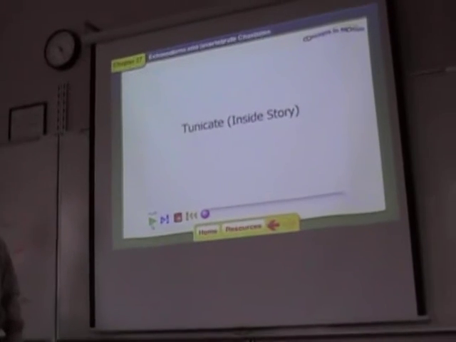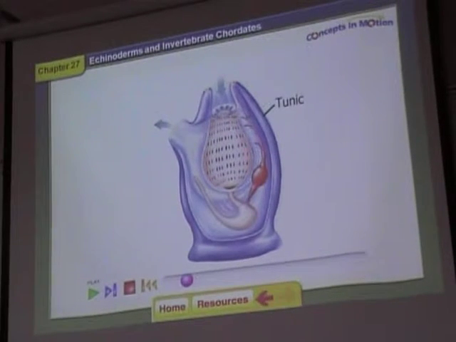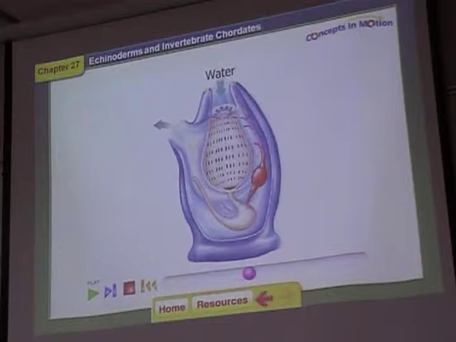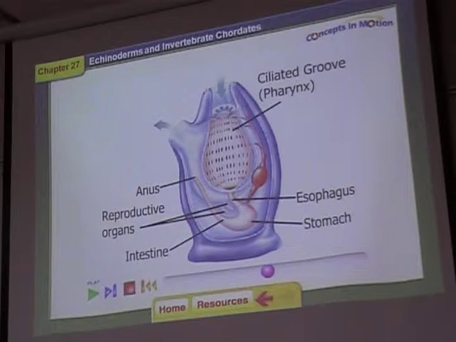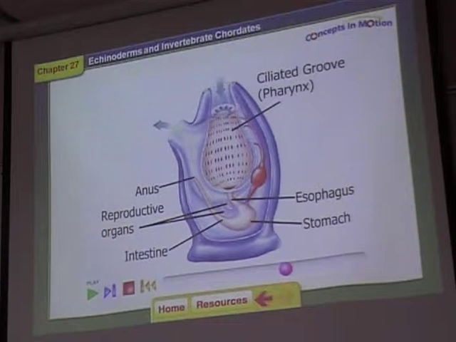Alright. Let's look at some of the things about a tunicate. Tunicates are covered with a layer of tissue called a tunic, which protects the animal from predators. The heart of the tunicate is unusual because it pumps blood in one direction for several minutes and then reverses direction. Water enters the animal at the top of the body through the incurrent siphon, the animal's mouth. During filter feeding, food is trapped by mucus secreted in a ciliated groove.